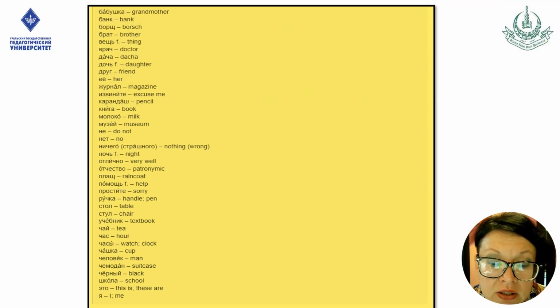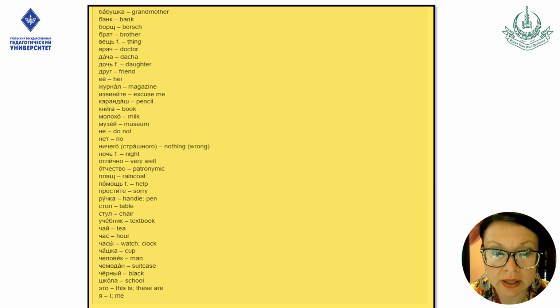Это, this is. When you point at an object, you say in Russian, это стул, это стол, это бабушка, это дедушка. Это, this is, right? So это, when O is under stress, it preserves its full quality. When O is unstressed, it loses its quality, right? Это. All right, and я, well, again, it's just me, я. Don't forget other personal pronouns like он, она, right?